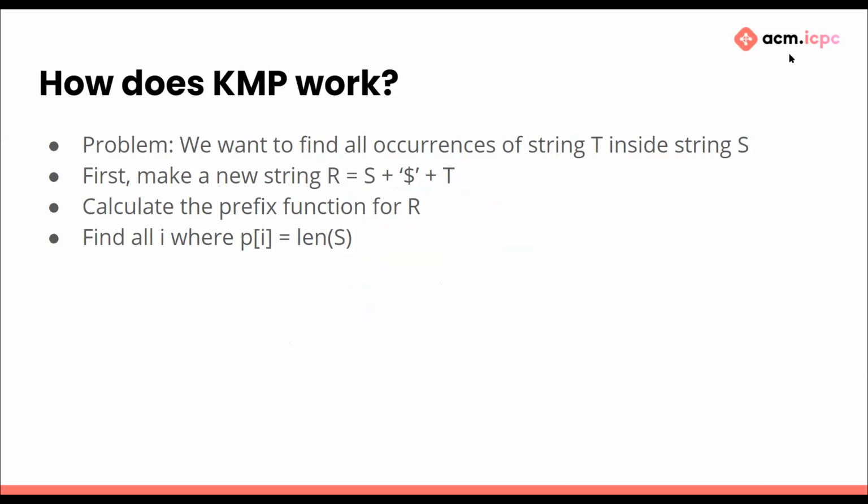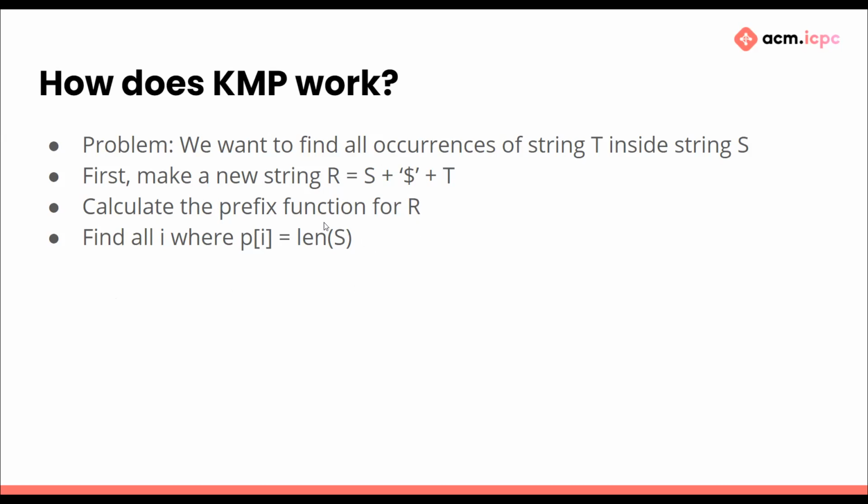And to use this prefix function, we can do the following. So let's say we have a problem that asks us to find all occurrences of string t inside string s. Then what we can do is we can define a new string, let's call it r, equal to s plus, I put a $ sign here, and then plus t. So technically you don't need a $ sign, but it should be a character that does not exist anywhere in t. And then after that, you can calculate the prefix function for this new string r.